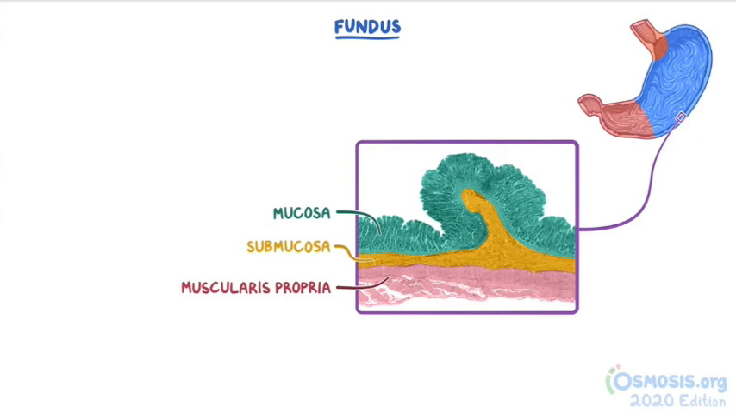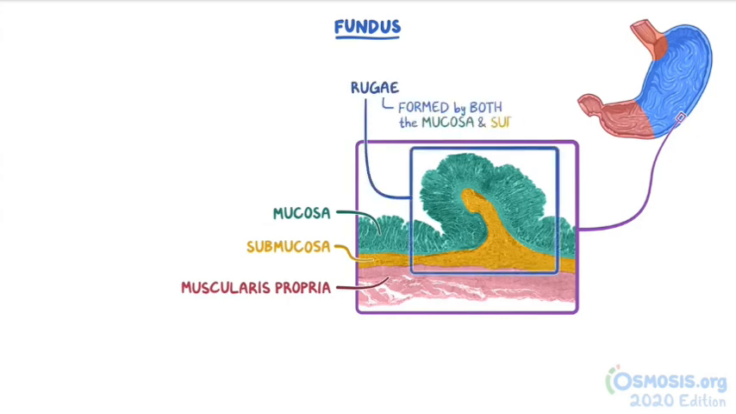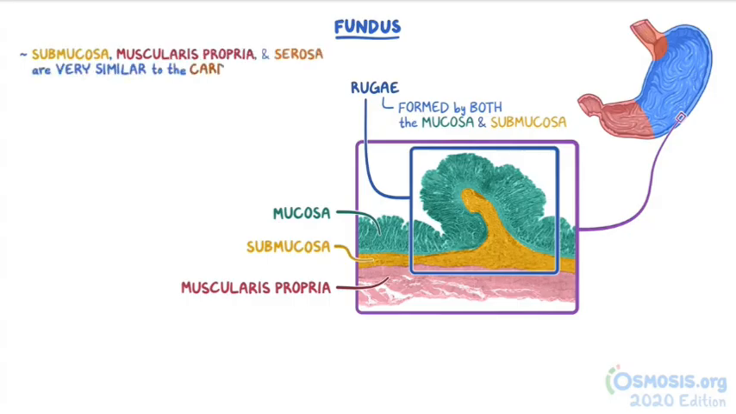The prominent fold in this image is called a rugae, which is formed by both the mucosa and submucosa. The rugae allow the stomach to expand after food or liquid is consumed. The submucosa, muscularis propria, and serosa are very similar to the cardiac stomach.